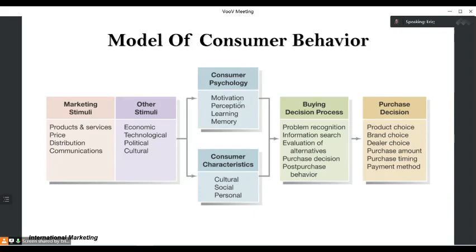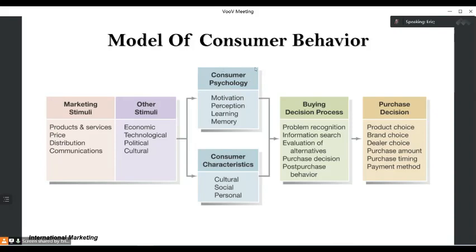Just like we should know the motive, perception, learning, memory. Because it is difficult for marketers to know consumer behavior, we often call it the black box. So it's an important thing we should understand. It is an important part of this chapter.